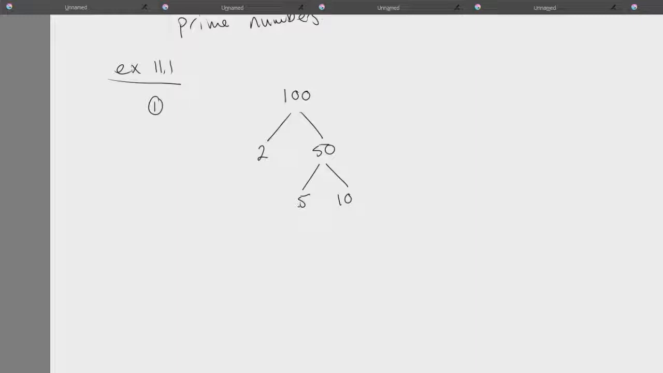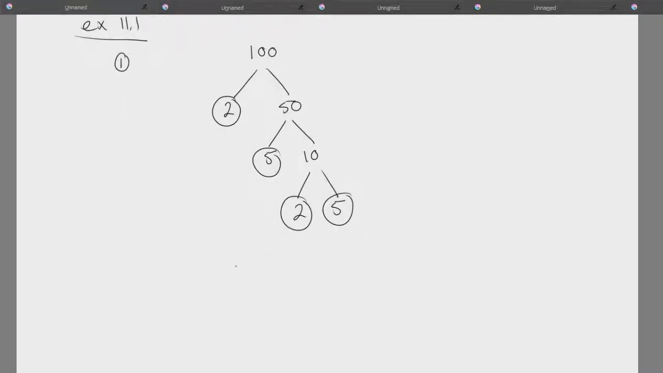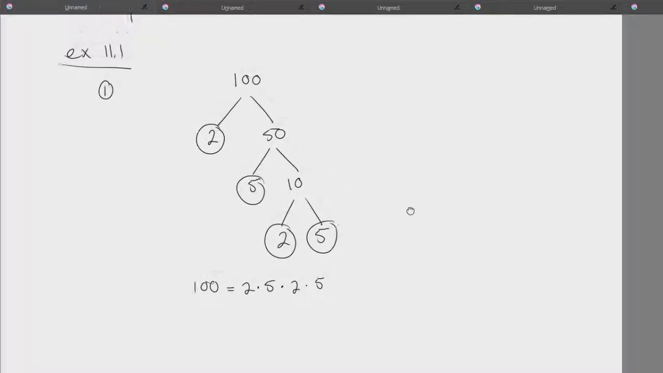5 is a prime number, so I stop. Even sometimes some people like to circle it to indicate I stopped there. 10 is not a prime number. It can be split up into 2 and 5. Circle, they're both now prime numbers. All the paths have been followed until the end, and I'm done. So now we can write 100 as 2 times 5 times 2 times 5.